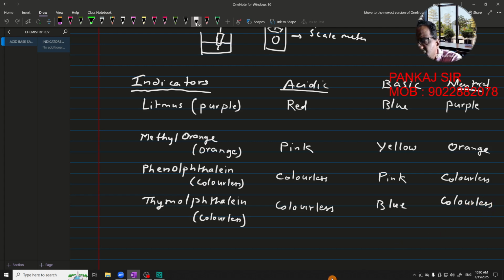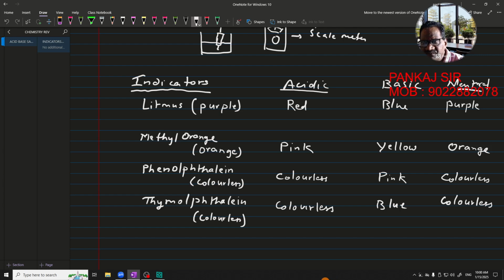So these are the various changes in color that you can observe with certain indicators. I have mentioned here 4 indicators: litmus paper, methyl orange, phenolphthalein, and thymolphthalein. These 4 indicators will show this kind of change in color when they are introduced into an acidic, basic, or neutral solution. So depending on the change in color, you can tell whether a particular solution is acidic, basic, or neutral in nature.